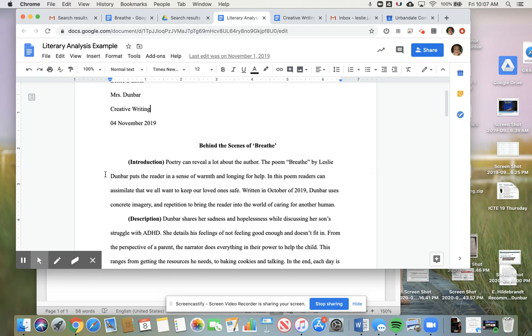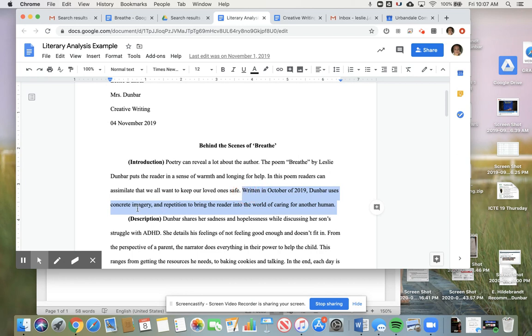The poem Breathe by Leslie Dunbar puts the reader in a sense of warmth and longing for help. In this poem, readers can assimilate that we all want to keep our loved ones safe. Written in October of 2019, Dunbar uses concrete imagery and repetition to bring the reader into the world of caring for another human. So this right here is my thesis.